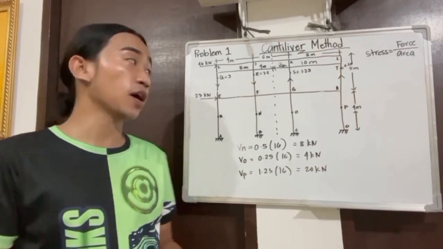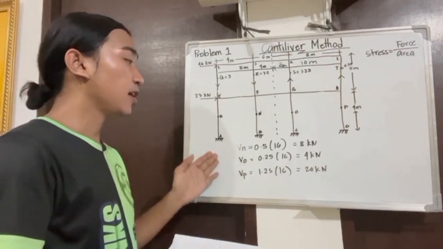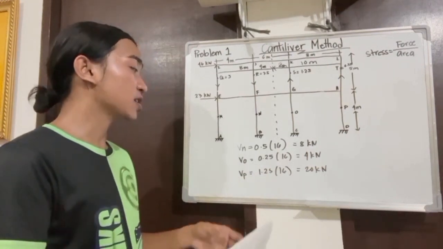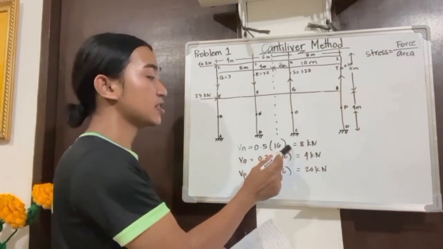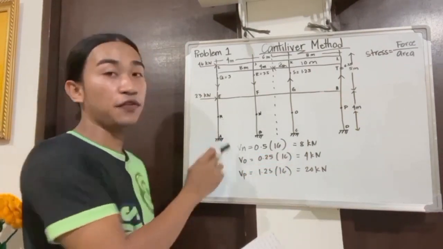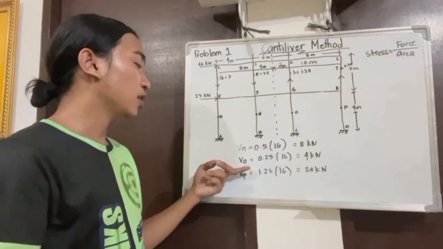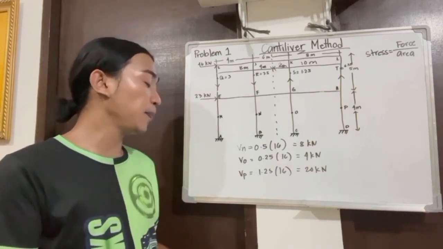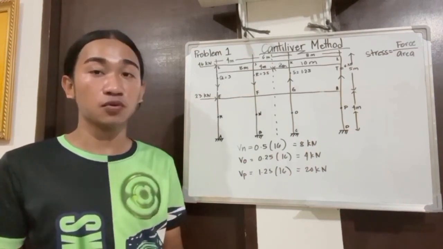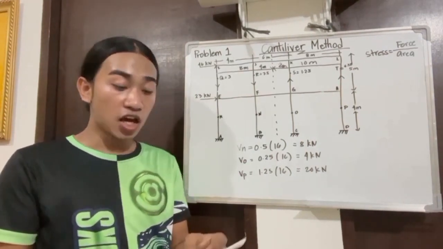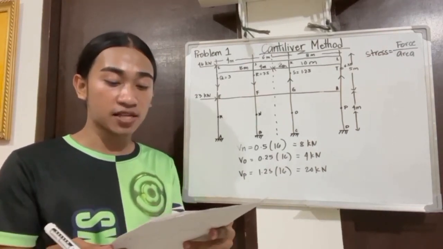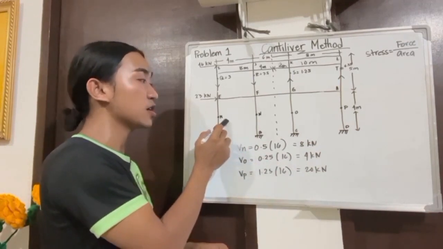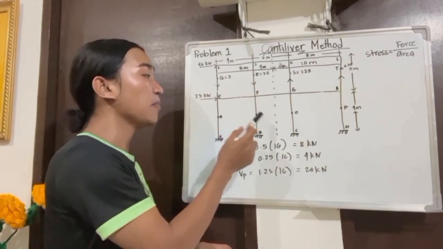So, same as what we did earlier for R, S, or T, we use the same procedure to get VN, VO, or VP. VN is 0.5 times 16, which is the VM we got, so you come up with 8 kilonewton. Same with VO, 0.25 times 16 is equal to 4 kilonewton. Then VP is 1.25 times 16 is equal to 20 kilonewton. And we have calculated the axial forces just above the center of the columns below the center. So these are our values for the axial forces in the bottom area, which are M, N, O, and P.